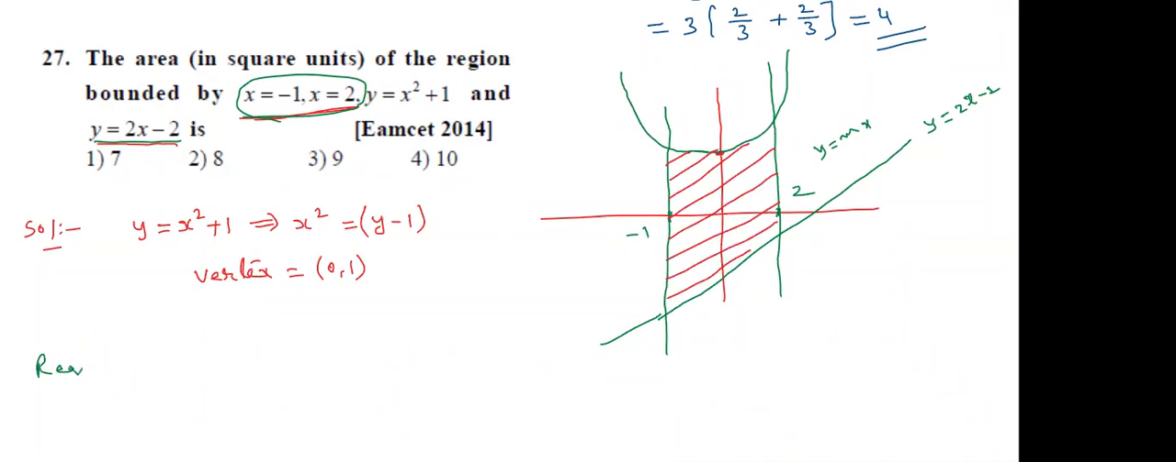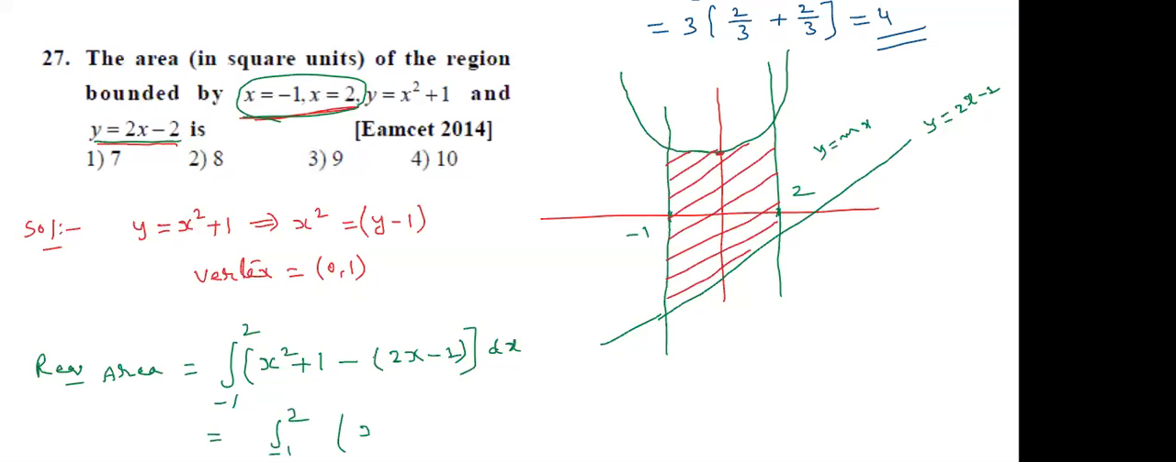Required area is equal to the integral with limits -1 to 2. Observe that the upper curve, that is the parabola, x square plus 1, minus the lower curve, the straight line, that is 2x minus 2. Yes or no? Now apply the integration and substitute the limits, you will get the answer. Integral from -1 to 2 of x square minus 2x plus 3 dx.